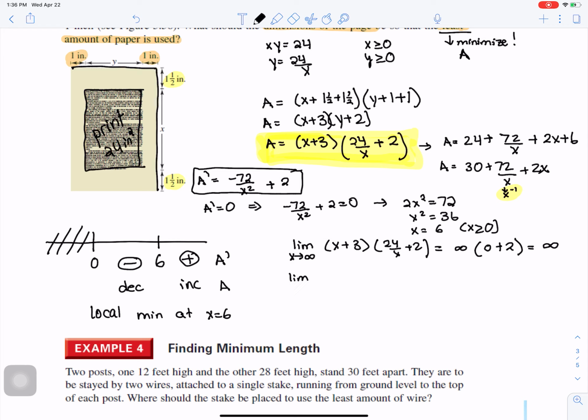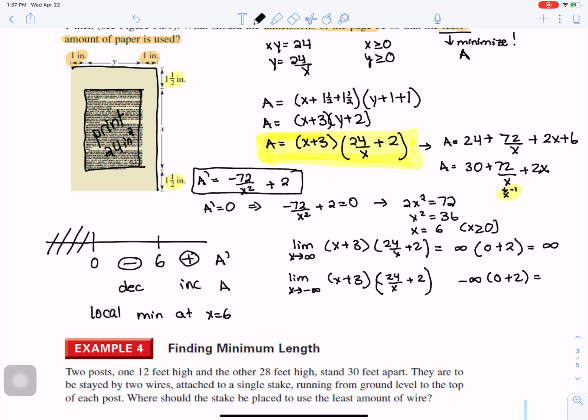So that end is going up, and then the limit as x approaches minus infinity would be minus infinity plus 3, which is minus a big number. Minus 24 over minus a big number goes to 0, and 0 plus 2. This limit also goes to infinity.